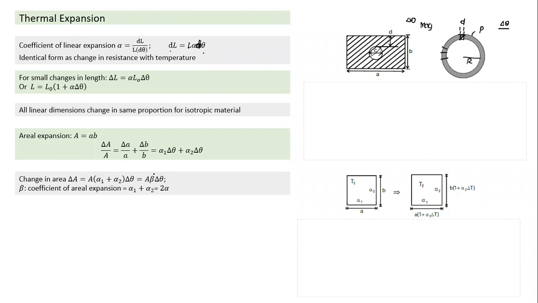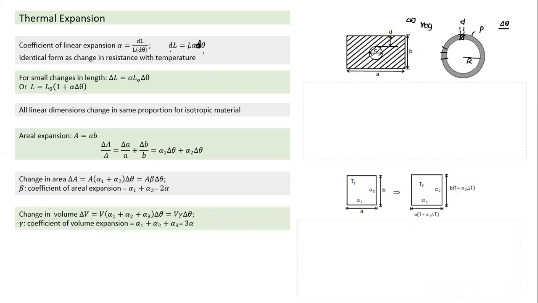Beta is the coefficient of areal expansion. And what is the coefficient of areal expansion? It is equal to alpha 1 plus alpha 2: the coefficient of linear expansion in one direction plus the coefficient of linear expansion in the other direction. If the material is isotropic, if it has the same property in both directions, alpha 1 and alpha 2 will both be equal to alpha, and the sum becomes twice alpha. So the coefficient of areal expansion is twice the linear expansion, as long as the change in dimensions is small. It has come from this expression, where we assume in all the cases that changes are small. Similarly, when we talk about volumetric change, suppose it has 3 dimensions, we could write a similar expression.